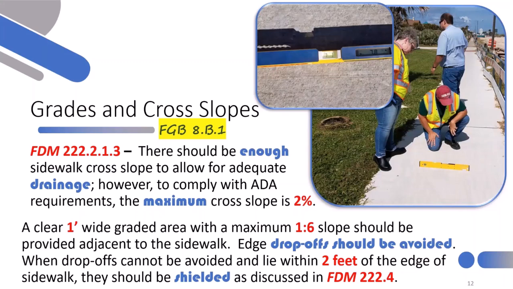Continue on with grades and cross slopes. So the required cross slope, or the maximum allowable cross slope, I should say, is 2%. And that is a hard max at 2.0%. So where that comes into play is when sidewalk form boards are put down, and we're going to see that on the next slide. But before I go there, I wanted to mention that the side slopes adjacent to the sidewalk are limited within the first foot to a maximum of 1 to 6. And of course, drop-offs that exist within 2 feet of the edge of the sidewalk must be shielded per section 4 of this chapter.